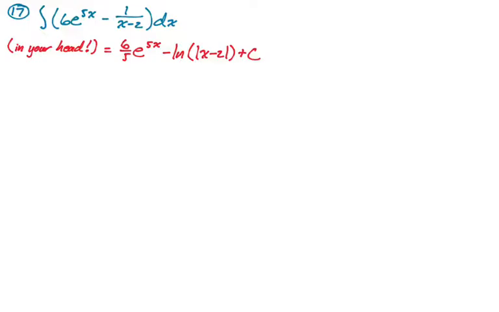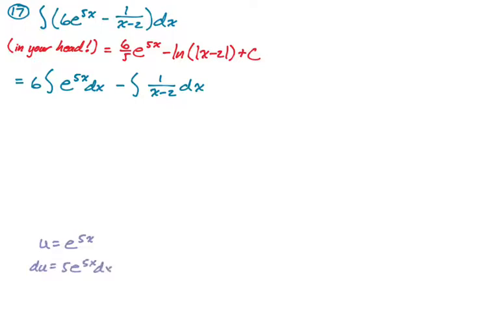Now I'm going to actually do the work, so you might choose to skip this. I'm going to break this into 2 integrals, pull out the 6, constant multiple, and then minus the integral of 1 over x minus 2 dx. For the first one, I'm going to do a substitution. I'm integrating an exponential, so I'm going to let u equal the whole exponential. And then I'll find that du is 5e to the 5x dx. Divide through by 5. And I, again, get that perfect thing where I'm integrating du.